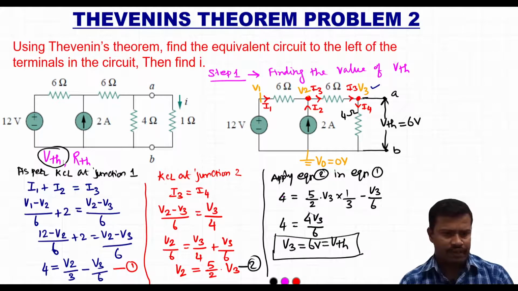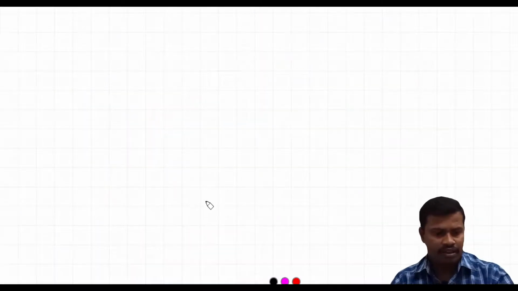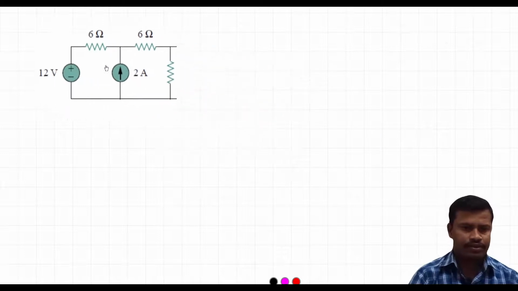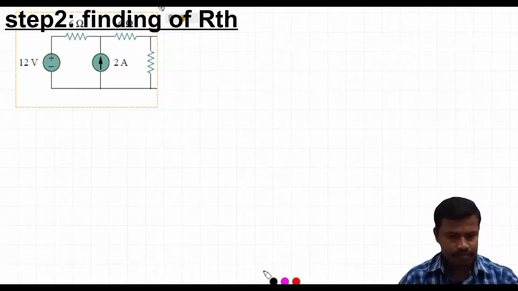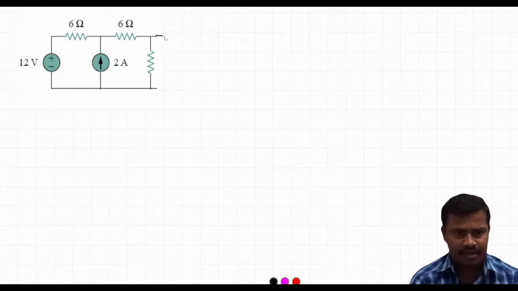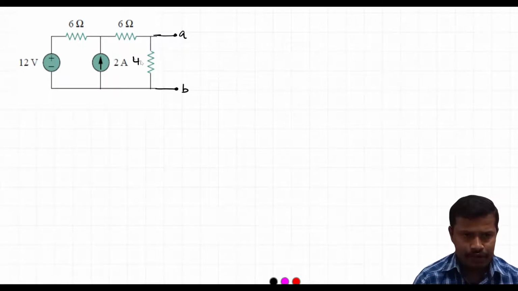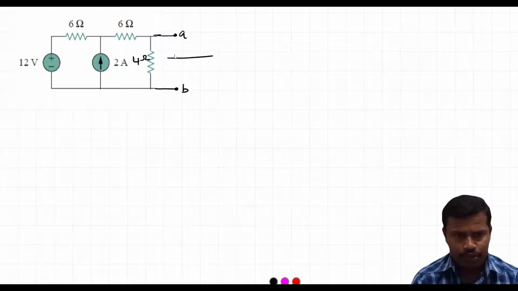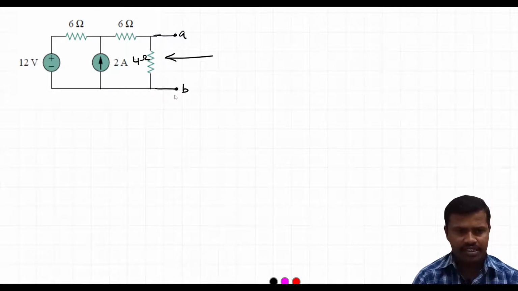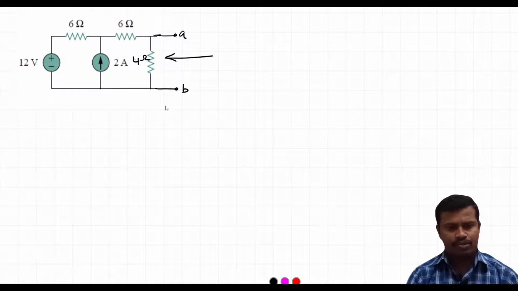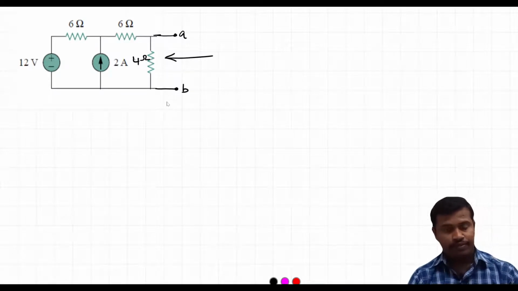Next we need to find out the value of RTH. So to find out the value of RTH, we will redraw this circuit. Next we will extend the terminals and mark them A and B, and this is the 4 ohm resistor. Now we need to look at this circuit from the open circuited terminals, turn off the independent sources, and then find the equivalent resistance of this circuit.